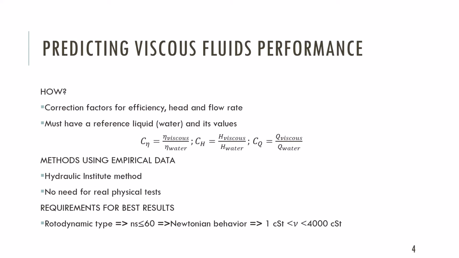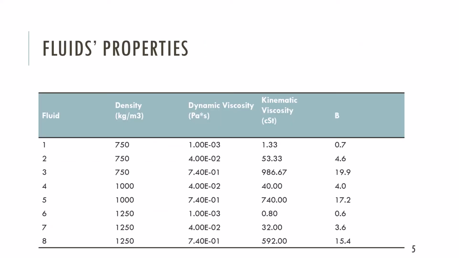To predict the viscous fluid performance, correction factors for efficiency, head and flow rate were used. It was used by comparing the property with a liquid reference, in this case water. For this project, water, oil, and 8 fictitious fluids were studied. Each fluid has different viscosity or density values. This is a reason to analyze the behavior of each fluid in the designated pump.